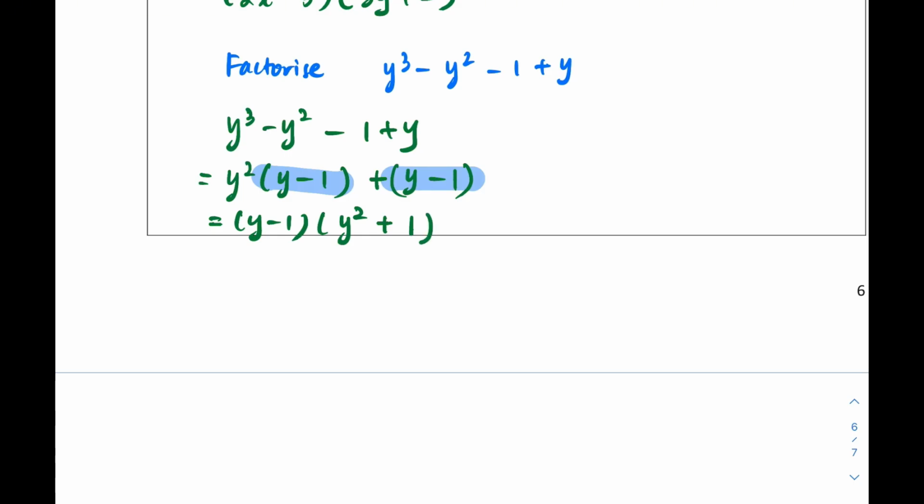Where did the 1 come from? Because in front of this bracket, y minus 1 is actually the number 1. It's 1 times y minus 1.